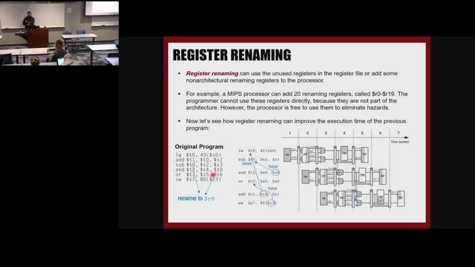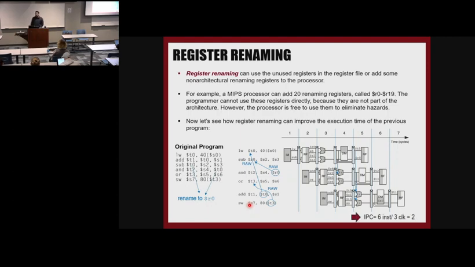So now let's see how we can reorder it. If I just change it to R0, now I can move the subtraction before add, and also I can move AND before add, and OR before add. So everything can move before add without any dependencies, because I got rid of the write after read dependencies. Now I can run load word and subtraction together, and then I can run AND and OR together, and then add and store word together without any dependencies, which gives me the IPC of 2.